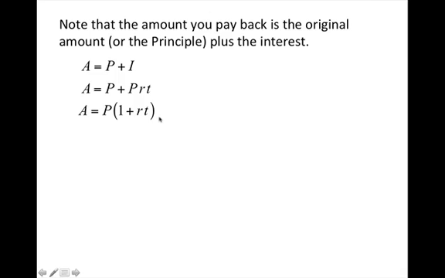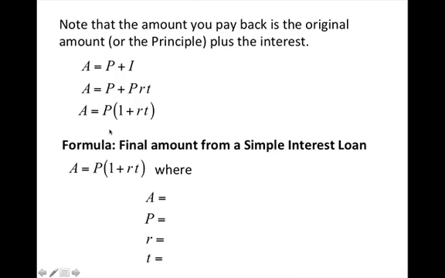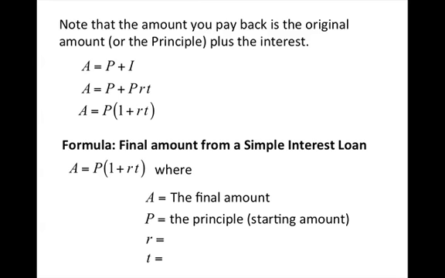So if I'm asked for the final amount, I could use this formula to compute it. So the formula for the final amount of a simple interest loan is A equals P times 1 plus R times T. And in this formula, A is the final amount. It's either the final amount that the bank pays us if we're investing money, or it's the final amount that we pay back if we're borrowing money. P is still the principal, that's the starting amount. R is still the interest rate, and T is still the time in years.